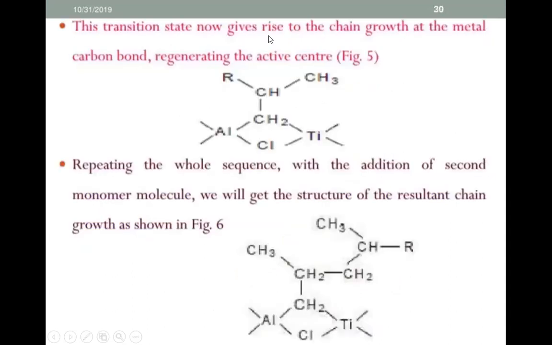The transition state now gives rise to the chain growth at the metal-carbon bond, generating the active center. Repeating the whole sequence with the addition of the second monomer molecule, we will get the structure of the resultant chain growth. So this is about the coordination polymerization.